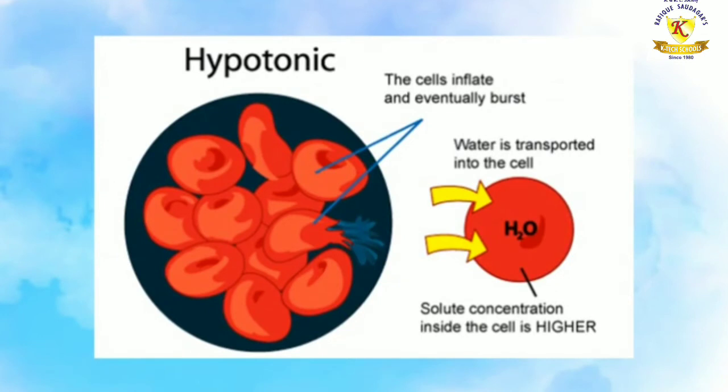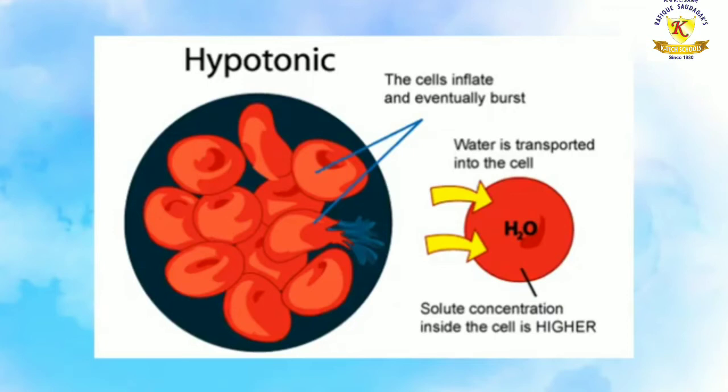Now, hypotonic solution. The cell has less water than the outside medium. So, water enters the cell. This is called endosmosis. Now here, as you can see, the arrows are moving inside the cell. So water is being transported into the cell.